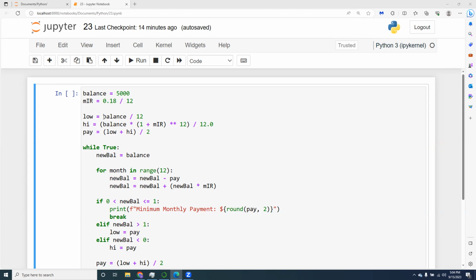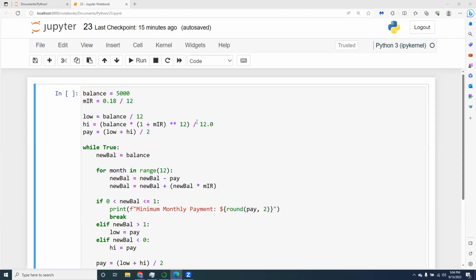The lower bound will essentially be the balance, $5,000 divided by 12, which would be a good starting point because that would be just the straight payment if there wasn't any interest attached. Similar deal with the upper bound. That would be the calculation of just the base 5,000 with the compounded interest, divided by 12, which wouldn't account for monthly payments since it would just always be calculating off that initial 5,000.